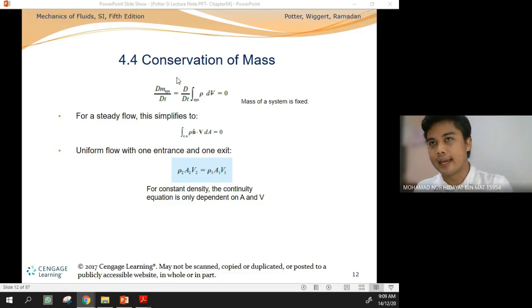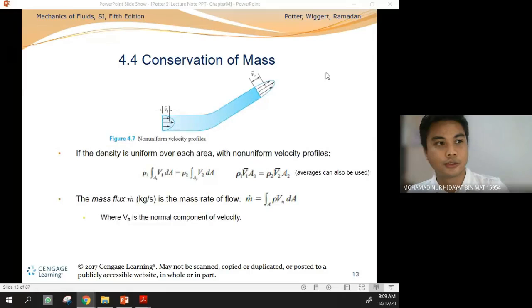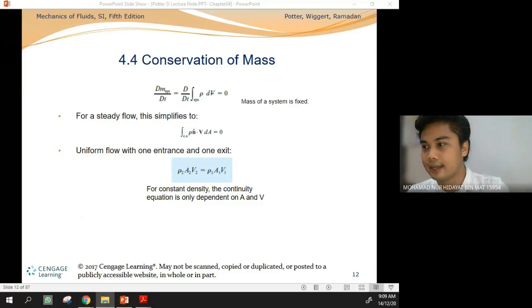So you use the integral form to find the complex solution. In the integral form, there are two categories, right? You have the system and the control volume that we have learned previously. Let me draw so that you will understand clearly.